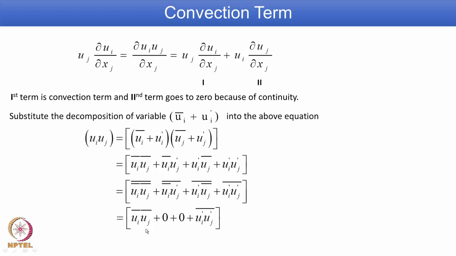The first term will be the convection term, but applied for turbulent flows. The last term is the extra term, and that is a Reynolds stress term. With this, we come to the end of part 1 of this lecture, then we move on to part 2.